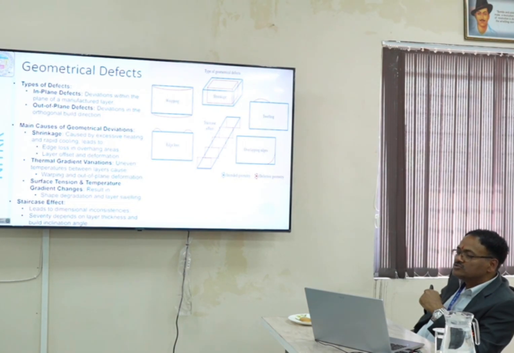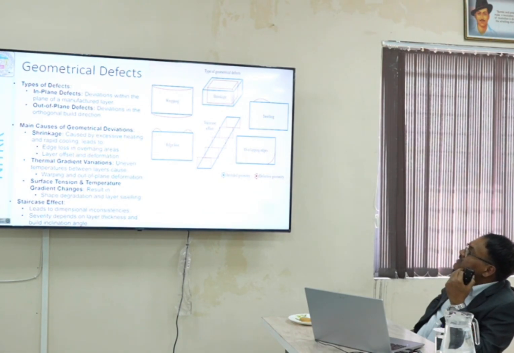Shrinkage may be one of the causes; excessive heating or rapid cooling is a common cause of these defects. It can lead to edge losses and misalignments. Non-homogeneous thermal gradient can cause warping and out of plane deformation. If the temperature isn't even across the layer, surface tension and the temperature gradient can cause shape degradation. Staircase effect is a step-like appearance on the surface due to the layer-by-layer construction, which creates dimensional inconsistencies. So these are all different geometrical defects, shape defects. That's it.